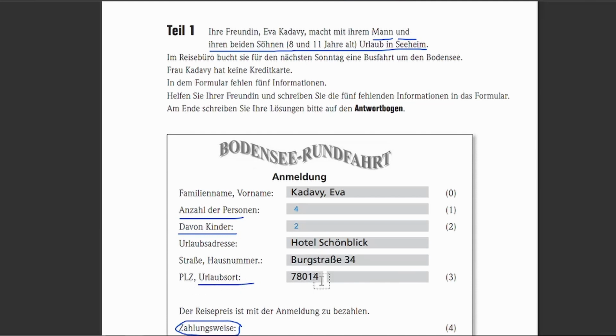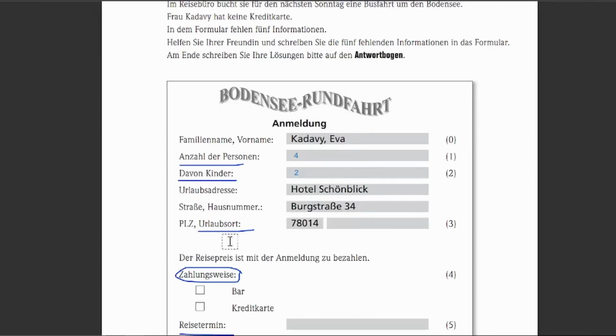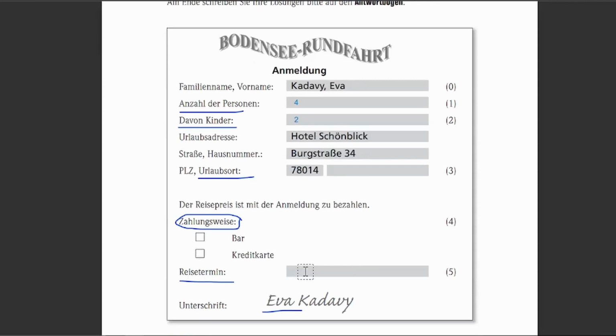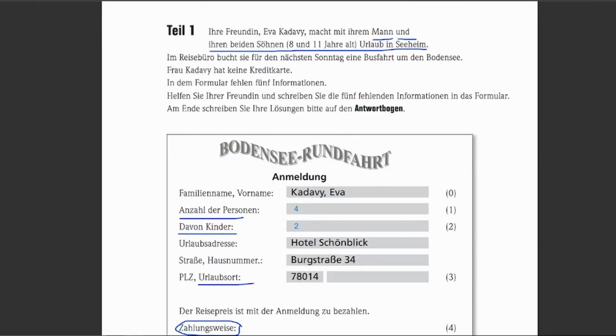So next we have to find out Urlaubsort, payment method, and when exactly they are traveling. Let's go through one by one. Im Reisebüro bucht sie für einen nächsten Sonntag eine Busfahrt. So she wants to book for next Sunday a bus travel. Where? Board in sea. Frau Kadavi, so they have written it in respectful form, but it is still Eva.